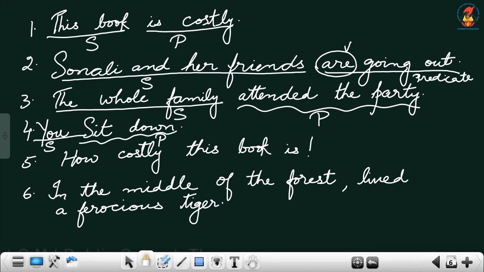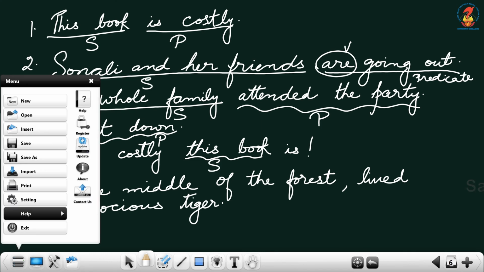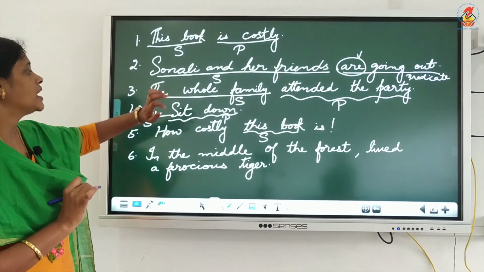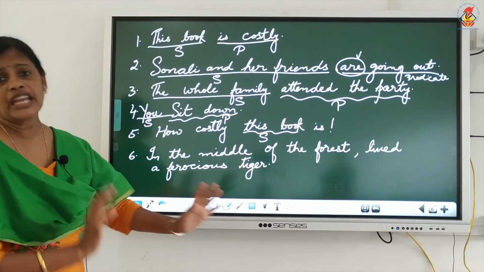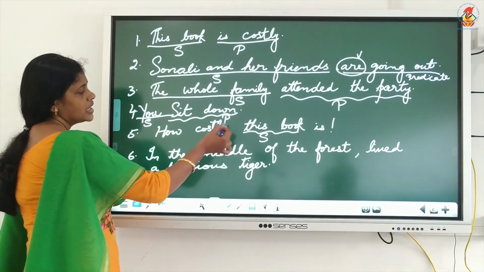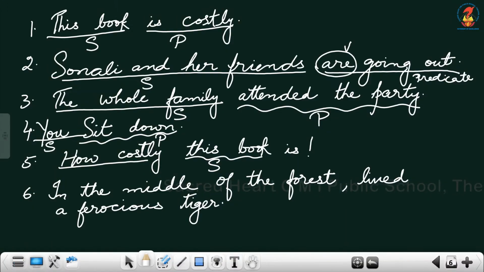How costly this book is. Here, about whom are you talking? How costly or about this book? We are talking about this book. So this is the subject. Now remember children, the subject need not be in the beginning of a sentence. It can be in the middle of the sentence or towards the end of the sentence also. Here, this book is the subject, how costly and is. This is the verb, isn't it? This belongs to the predicate. Is it clear? Now let's see the last example.